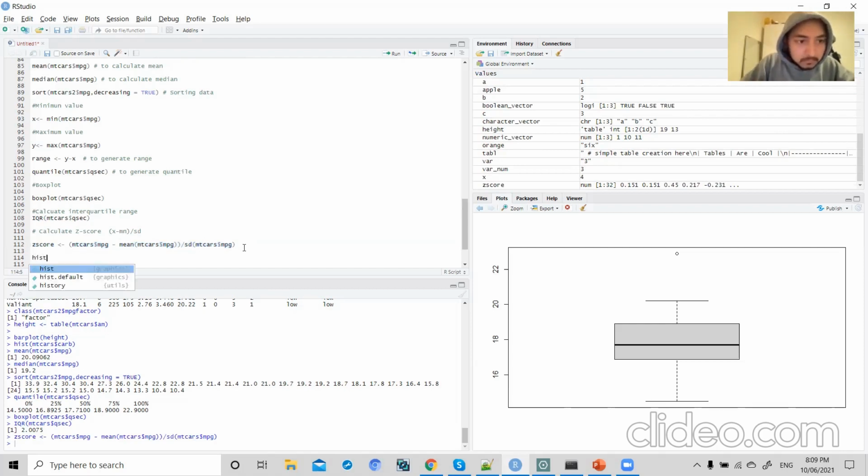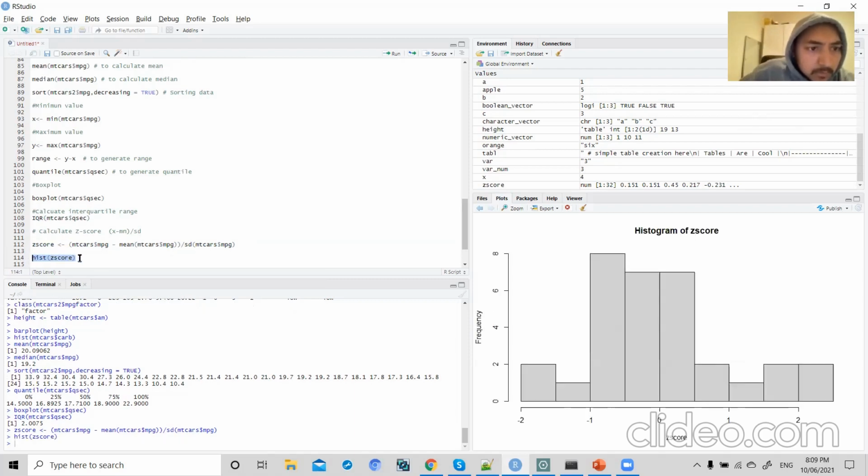Now we can plot the z-score. So this is the histogram after standardizing the value.